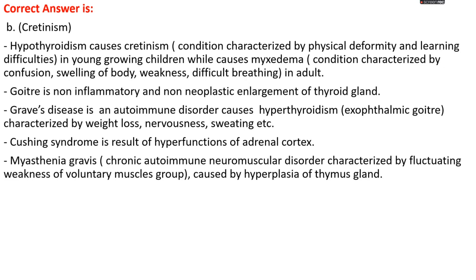Graves' disease is an autoimmune disorder causing hyperthyroidism, that is exophthalmic goiter, mainly characterized by weight loss, nervousness, and sweating. Cushing syndrome is a result of hyperfunction of the adrenal cortex. Myasthenia gravis is a chronic autoimmune neuromuscular disorder, mainly characterized by fluctuating weakness of voluntary muscles, mainly caused by hyperplasia of the thymus gland.